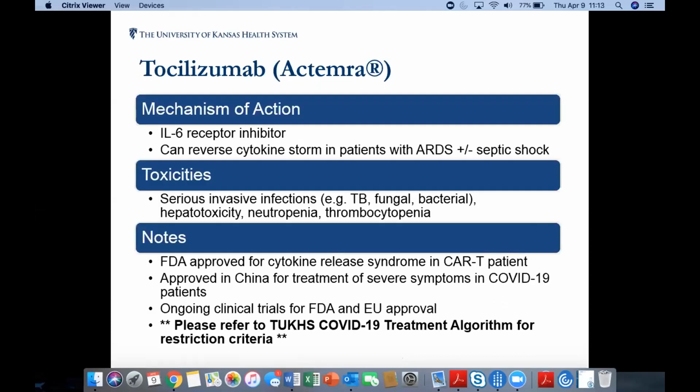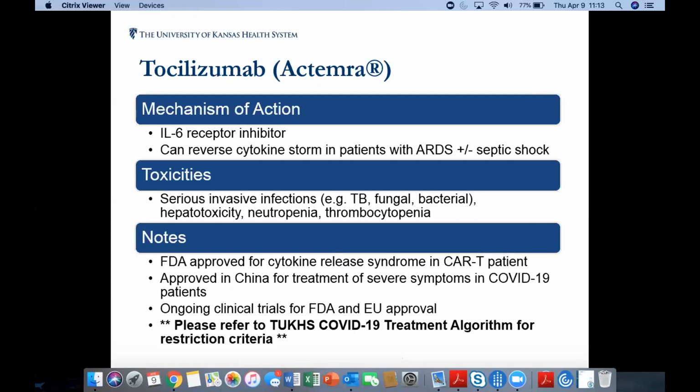So last, I want to talk about IL-6 inhibitors. So first, tocilizumab or Actemra. So this is an IL-6 receptor inhibitor, and it can reverse cytokine storm in patients with severe ARDS, septic shock, multi-organ failure. Big toxicities would be serious invasive infections, hepatotoxicity, neutropenia, thrombocytopenia, although these are more likely to occur in patients that are receiving routine administration of tocilizumab.